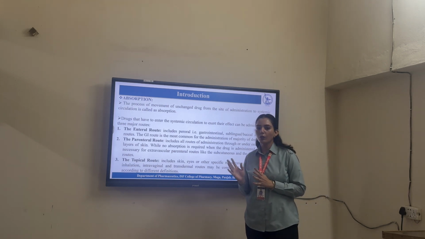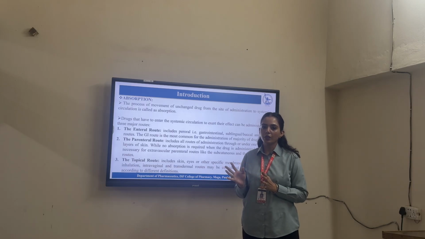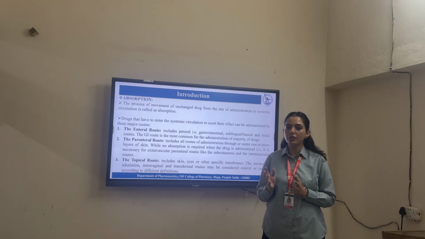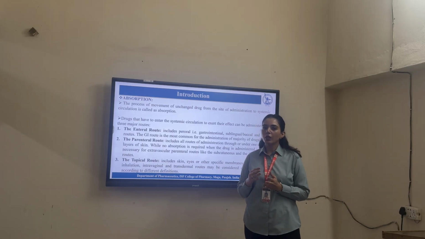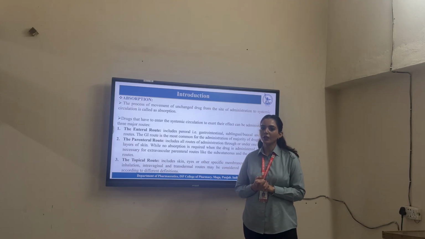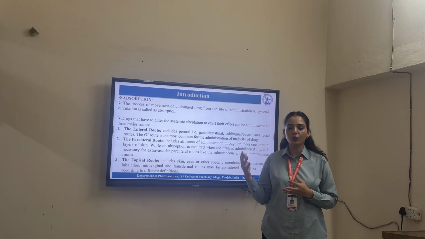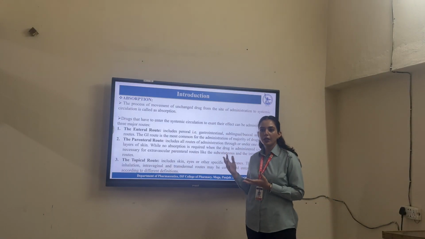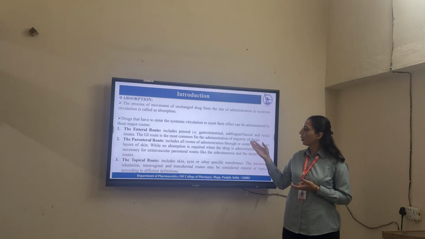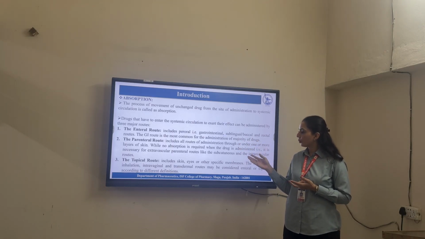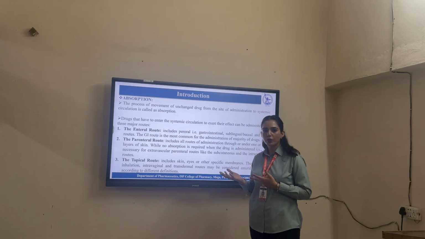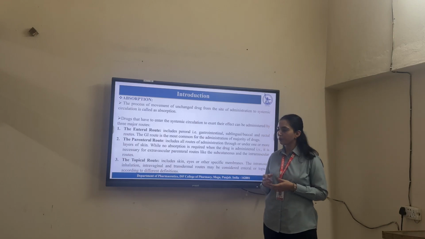You should mention the word unchanged form of the drug because through the oral route the drug can be metabolized before the absorption. So it is called the pre-systemic metabolism of the drug. The drug has to enter the systemic circulation to exert its effect, and can be administered by the major routes: the enteral route, parenteral route, and the ductal route. So our main focus is on the GI route, which is the most common route of drug administration.